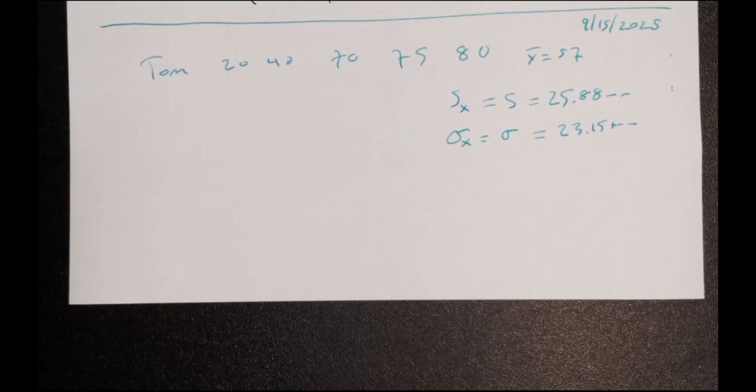Variance and standard deviation are always positive. Why? Promise, there's a really easy reason from the formula why these have to be positive numbers.